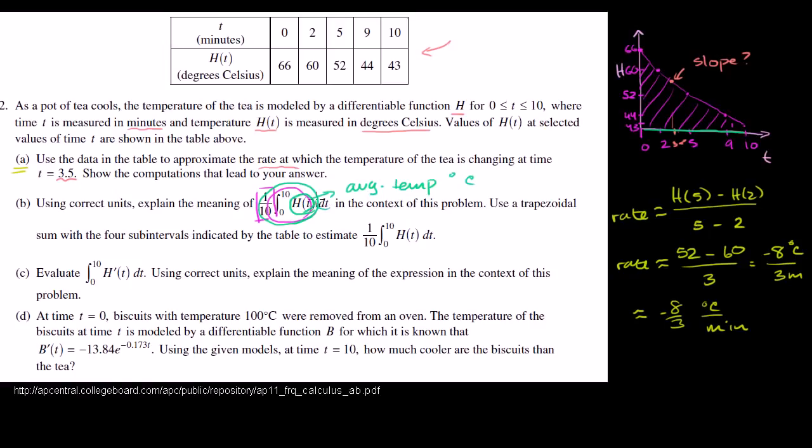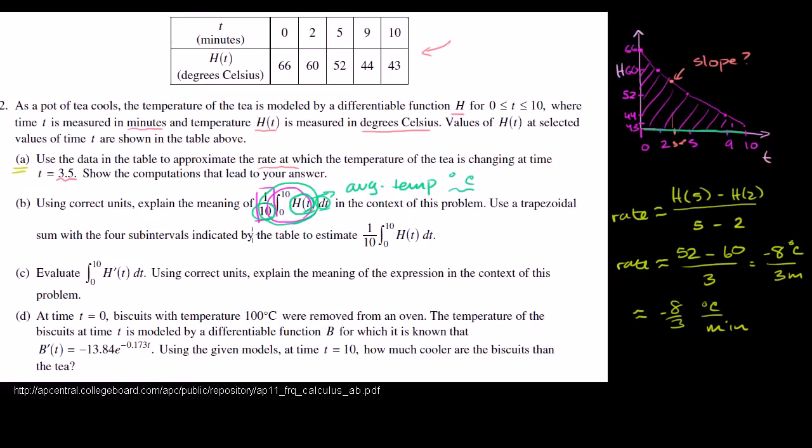You're multiplying it by time right over here. But then you're dividing, I'm assuming, by time right over here. So this is times minutes divided by minutes. So then you just get degrees Celsius again. So this expression right over here is just the average temperature over those 10 minutes.